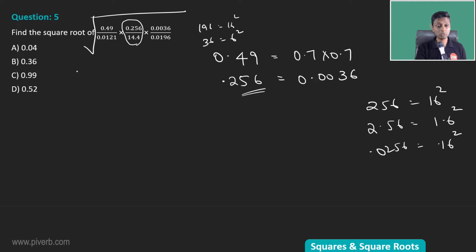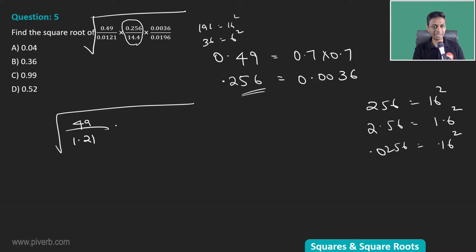So what am I going to do? I'm going to rejig this question. I don't want to deal with so many decimals. 0.49 by 0.000121. I'm going to write this as 49 by 1.21, multiplying by 100 on both sides. This is into 2.56 by 144, multiplying by 10 on both sides. Into 36 by 196, multiplying by 10,000 on numerator and denominator, not both sides. Decimal moving 4 places, decimal moving 4 places.